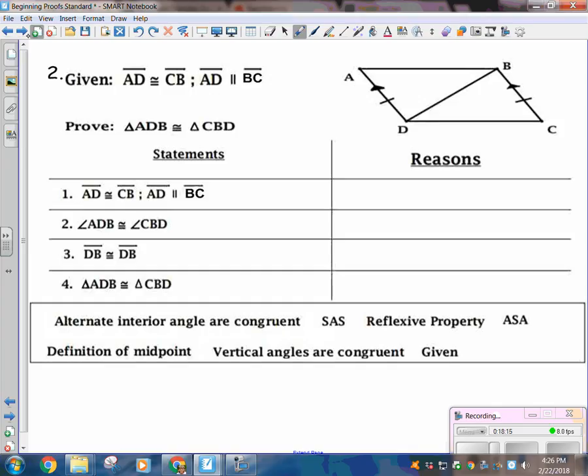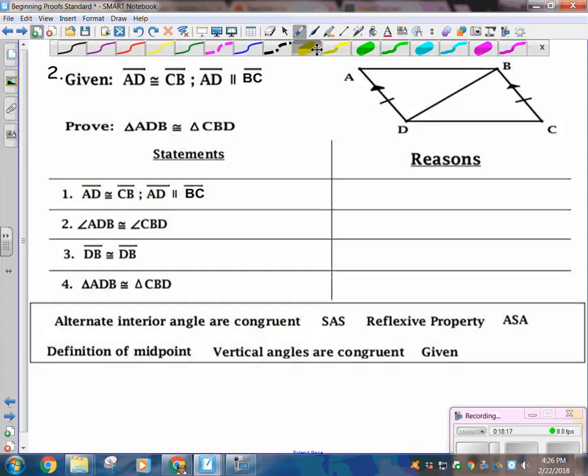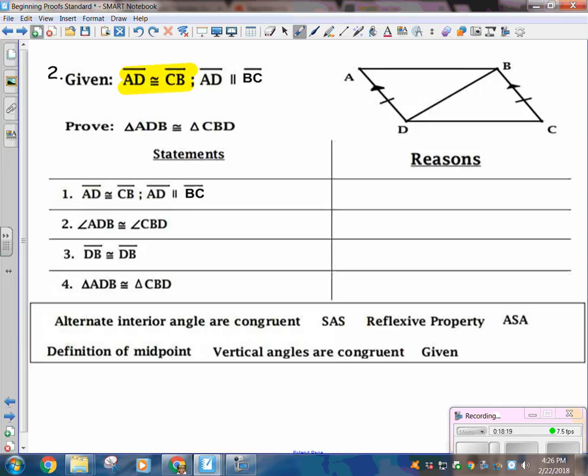All right, I'm going to mark my given information. AD is congruent to CB. A to D is right here. C to B is right here. So those 2 segments are congruent, which means they are the same size. They already have the mark on the screen for me, so that's good.